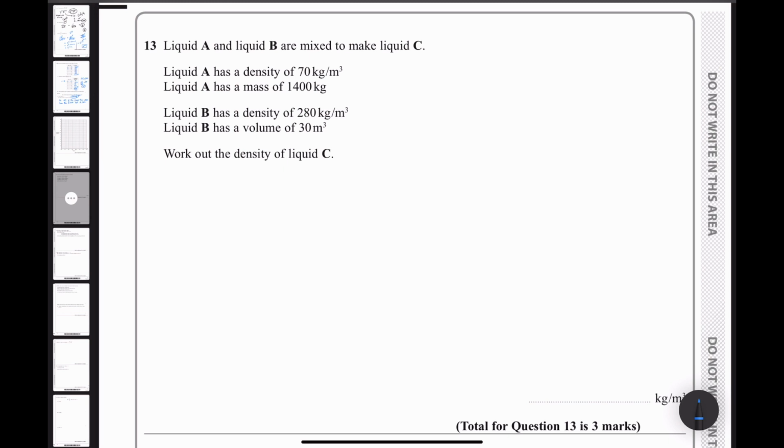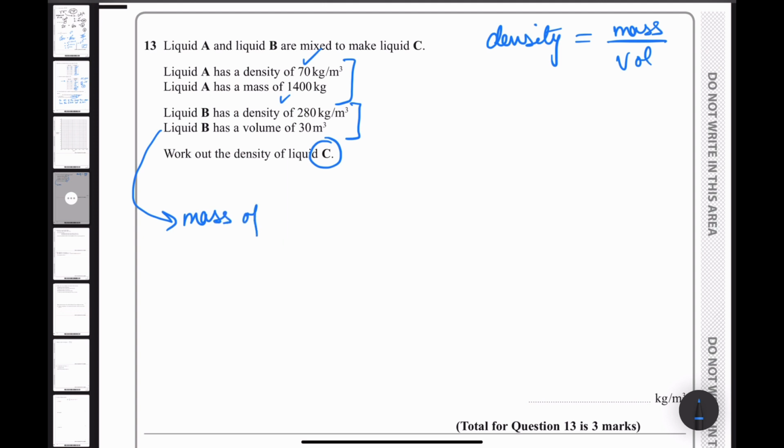So in order to do that, you need to know the formula for the density. So the density is equal to mass divided by volume. So we have to find out the mass of the liquid C, which means the total mass, and we also find out the total volume. Now from here we have been given the density and the mass, and from here we have the density and the volume. So we don't have the mass of liquid B. So let's work out the mass of liquid B first of all.